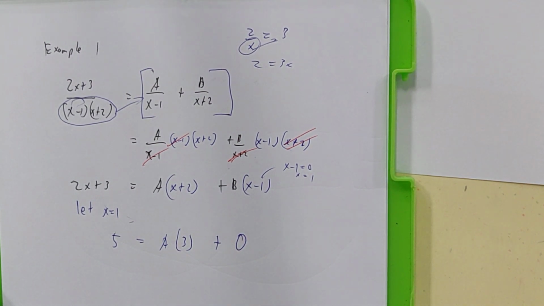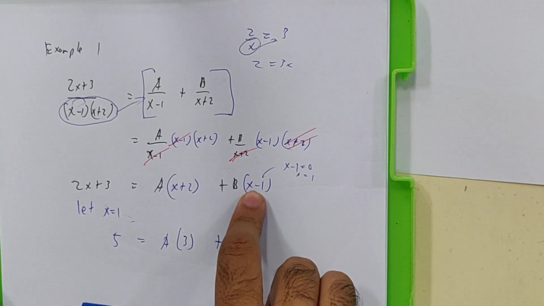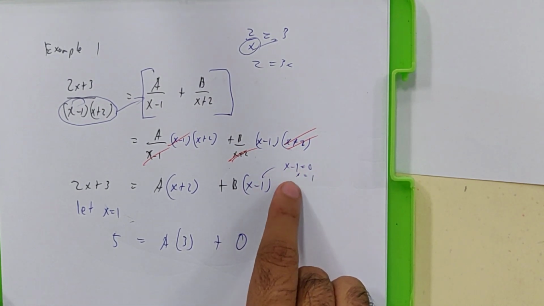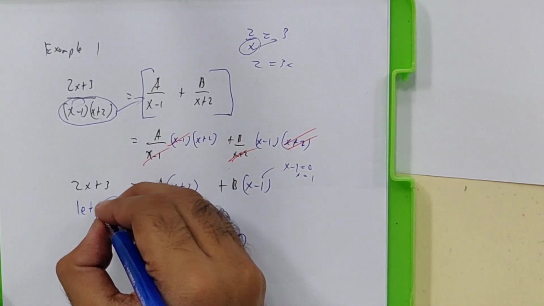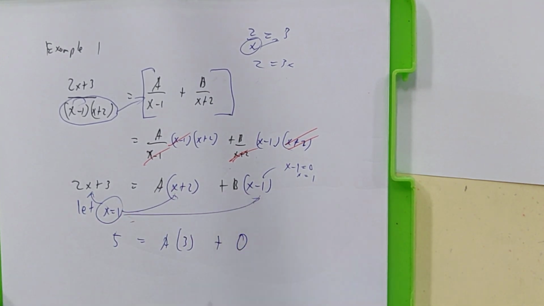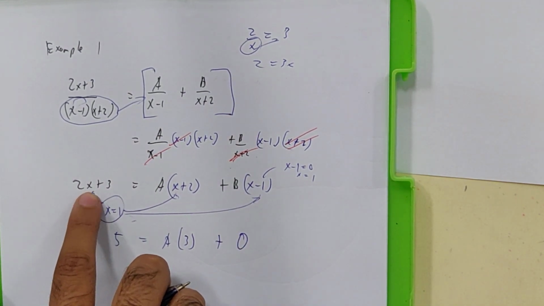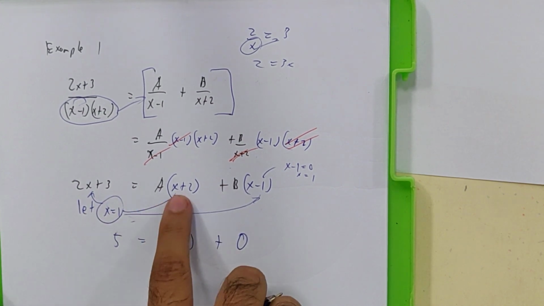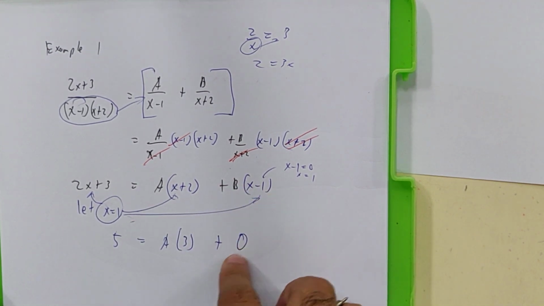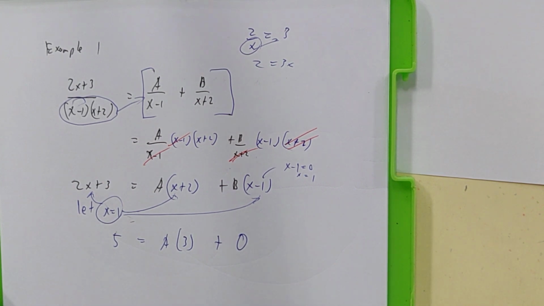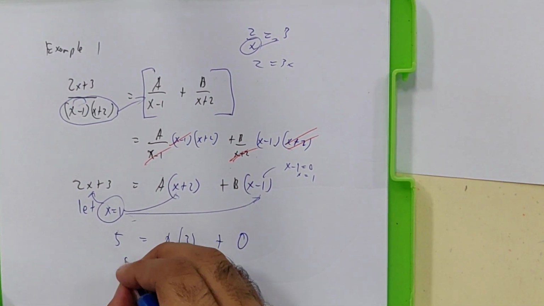Hey, this is the easiest, you know? Okay, so we see this one, x minus 1. We let x minus 1 equals 0, so x equals 1. You agree? So now we let x equals 1. We substitute this into here, here, and here. So 2 times 1 plus 3, 5. 1 plus 2, 3. 1 minus 1, 0. You okay? Want me to repeat that again? Please raise your hand. Thank you. So what is A? 5 over 3.